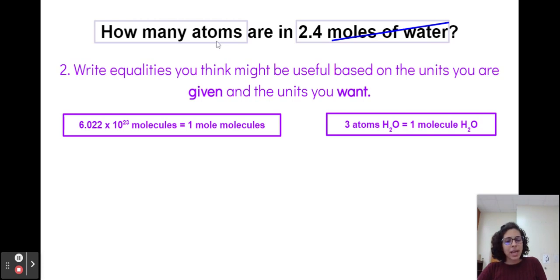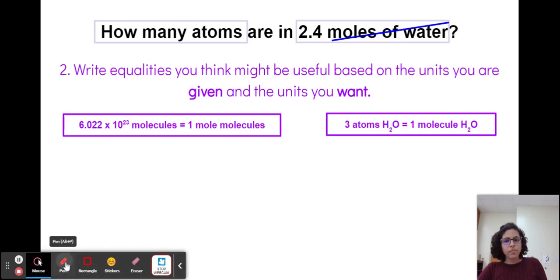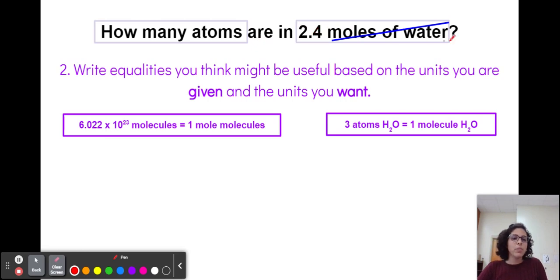I want you to think about why that is. Until now, we have been talking about how many molecules are in 2.4 moles of a molecule. Let's look at this equality: 6.022 times 10 to the 23rd molecules equals 1 mole of molecules.